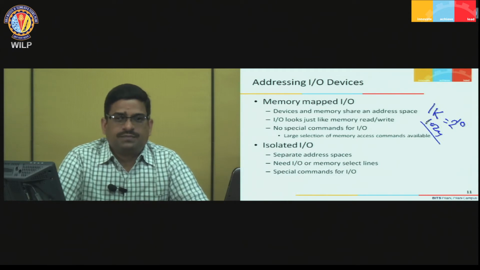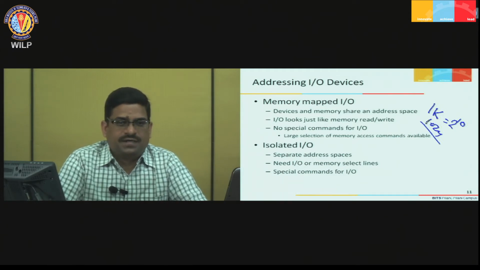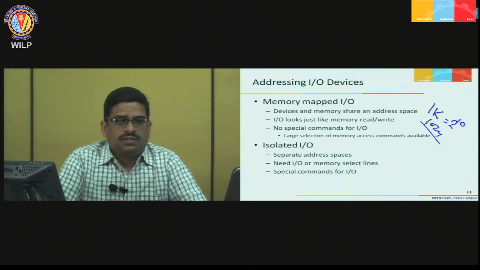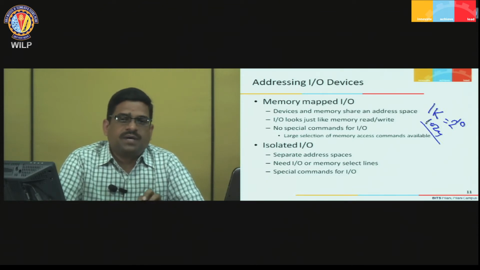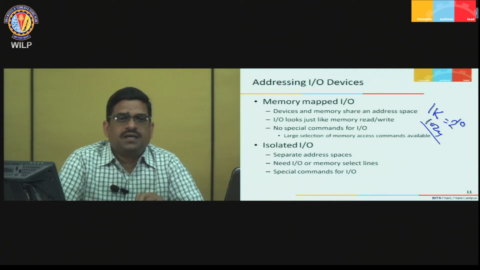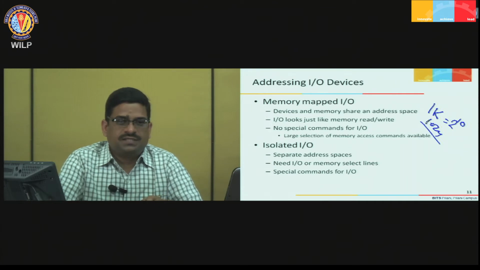The second is isolated IO. Isolated IO means the address space is separated: there is a separate address space for memory and a separate address space for the IO. In this case we need separate IO commands. The memory read and write are not the same as taking input and output from the IO, so the same commands cannot be used. We also need some lines in the bus that indicate this is the IO selection line and this is the memory selection line.